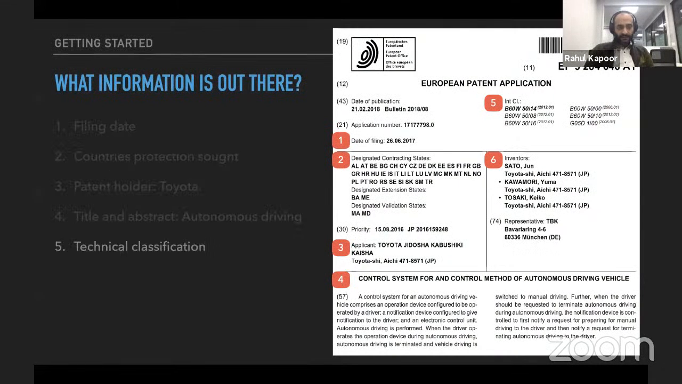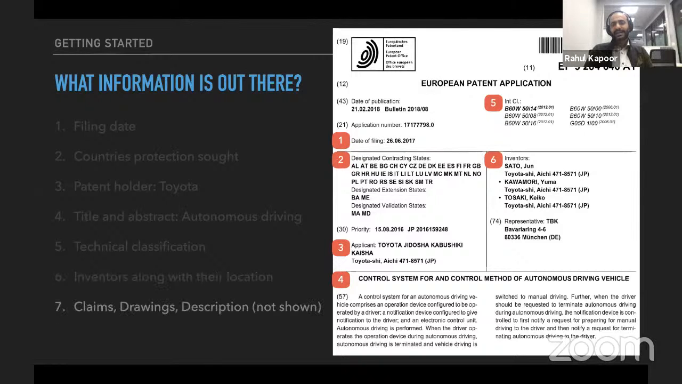So yes, technical classification, we will come to it later as needed. And you can see the names of the inventors, their location and so on. So there is some information like this. Claims, drawings, description, they are not seen here, but if you go further and evaluate a patent document in depth, you will see claims, drawings, and description. So we will look into all these sections a bit in more detail.